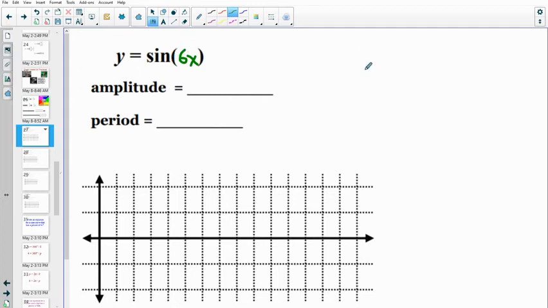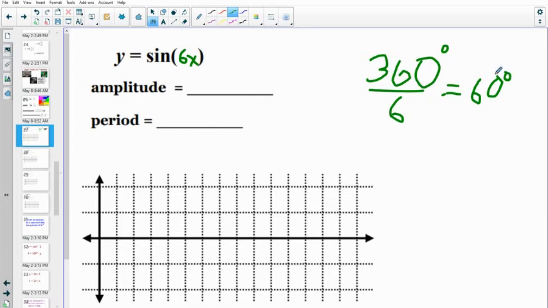Since my k value is 6, I'll find my period by doing 360 degrees divided by 6, divided by the k value. That gives me a period of 60 degrees. So it's going to go through one full cycle by the time we get to 60 degrees.